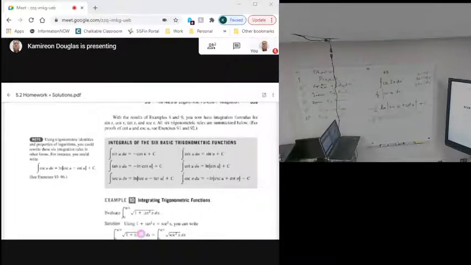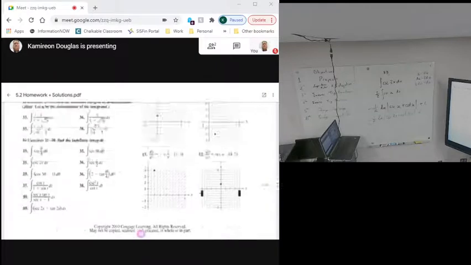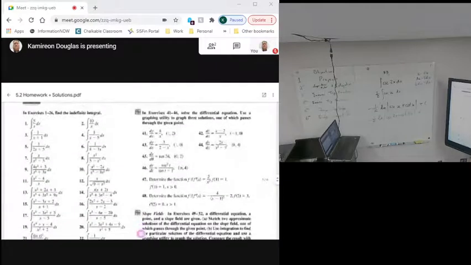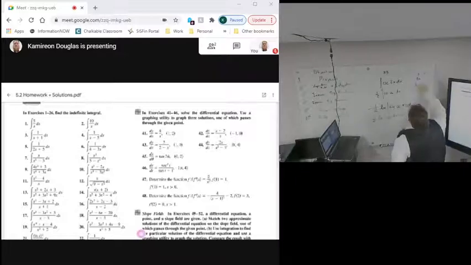On 47, is it just asking us to find out the values? Yes. So you're given f double prime and given f prime. So basically you have to integrate twice. Once to find the f prime and once to find the f function. Would you like to work through 47? Yes, please. Sure. So 47.